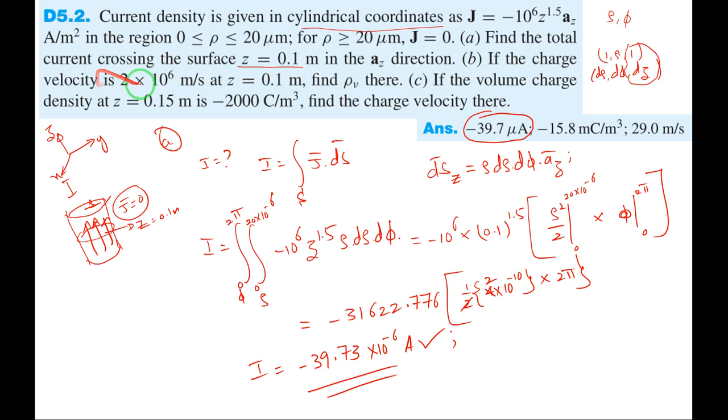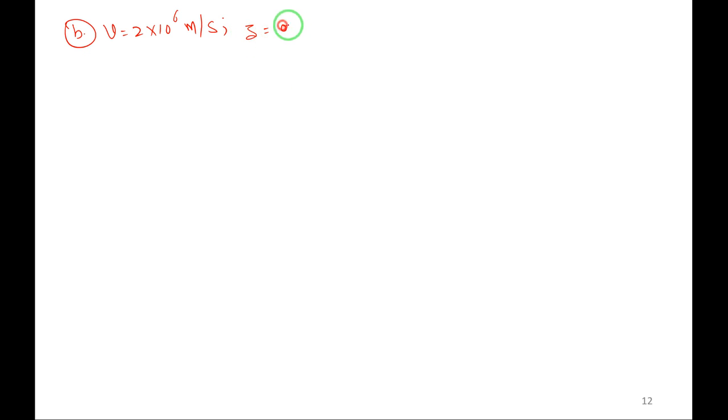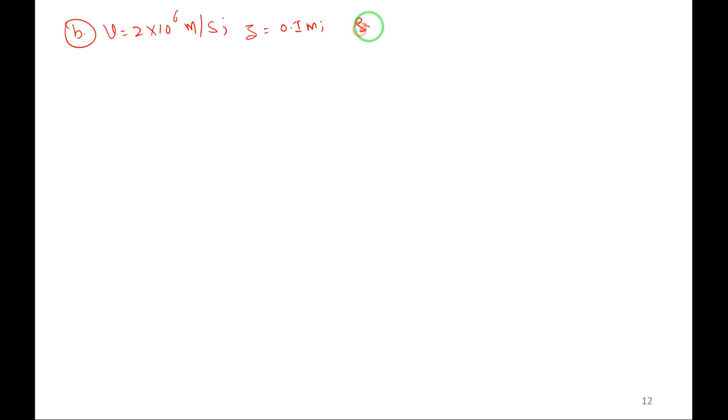So if the charge velocity V is given 2 into 10 power 6 meters per second, this is given at Z equal to 0.1 meter. And what they have asked? Find rho V, volume charge density. So we know the relationship between, if the volume charge moves with certain velocity, it's nothing but current density. We know the relationship between J and rho V. J is equal to rho V into V.